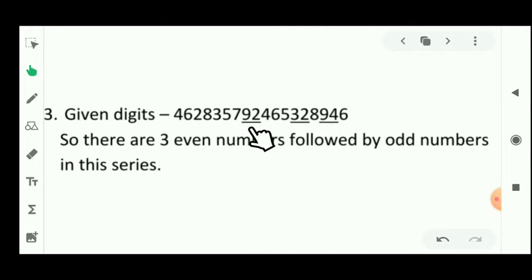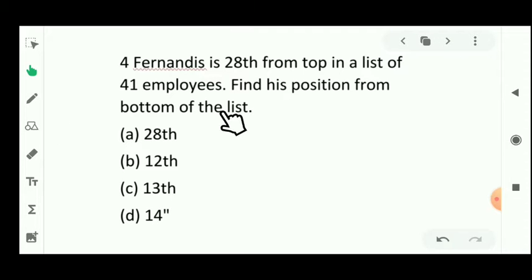You can see after 9, 2 is given, after 3, 2 is given, and after 9, 4 is given. You can see these are 3 odd numbers which are followed by an even number. So the answer will be 3 even numbers followed by odd numbers in this series. Let's see the next question.